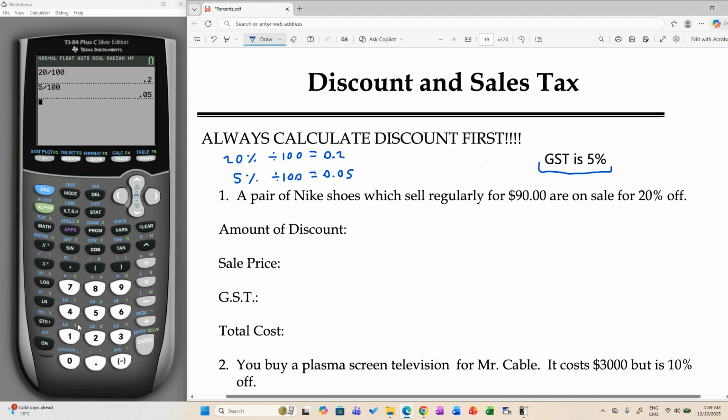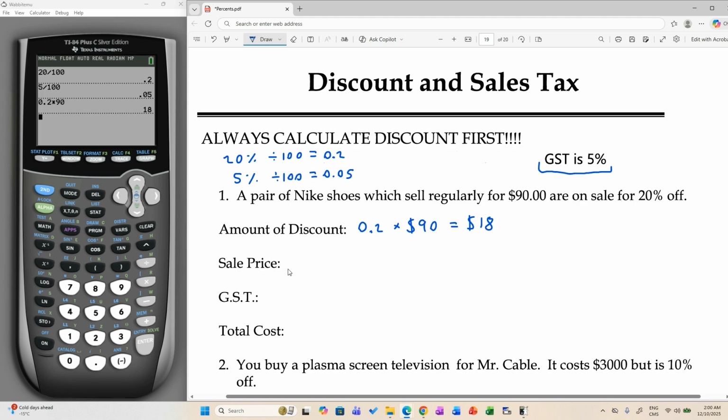Okay, great. Now, for the amount discounted, it is 20% off. Hence, I simply take my 20%, which is now 0.2, and multiply it by my regular price, which is $90. So 0.2 times 90 is 18. So the amount discounted off is $18. So that's the amount off. 20% off is $18 off.